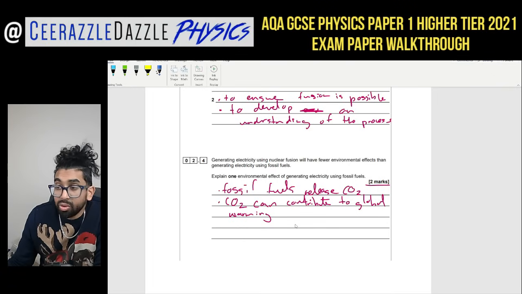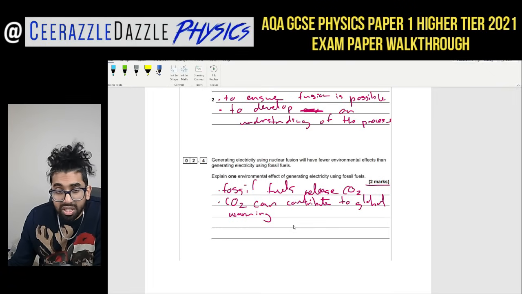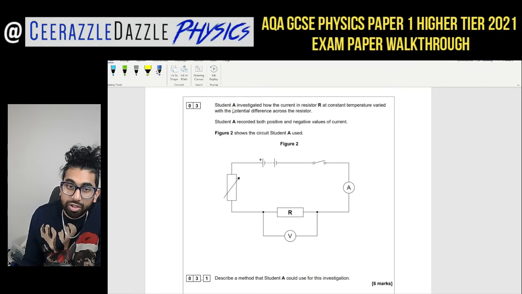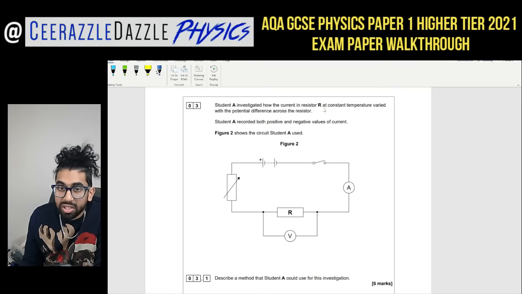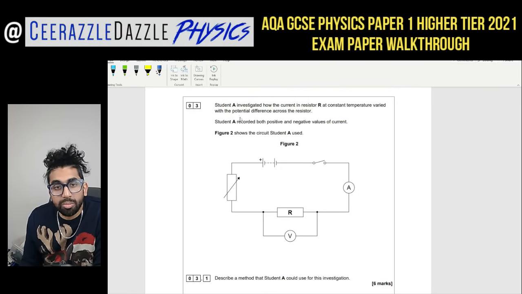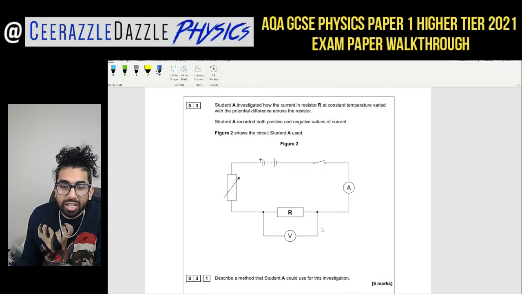They're also acceptable. Or you can also talk about acid rain, but check the mark scheme if you need extra support. Question 3. Student A investigated how the current in a resistor R at constant temperature varied with potential difference across the resistor. Student A recorded both positive and negative values of current. Figure 2 shows the circuit student A used. Describe a method that student A could use for the investigation.